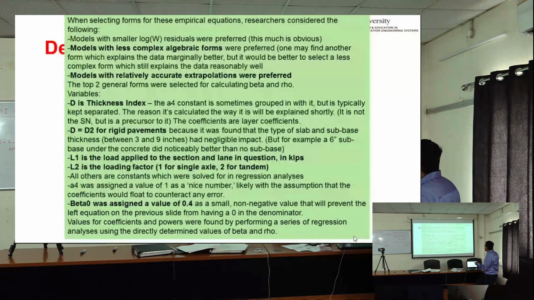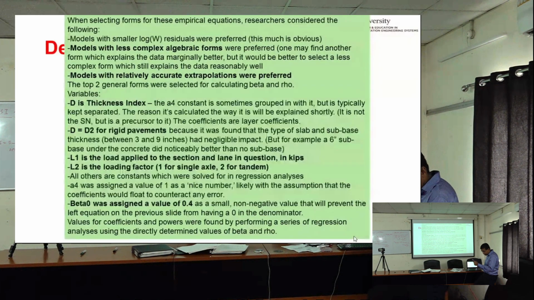D2 is for rigid pavements, right? And thickness index was something before SN was developed. SN came afterwards. So D was almost like SN, but it was not actually the thickness.